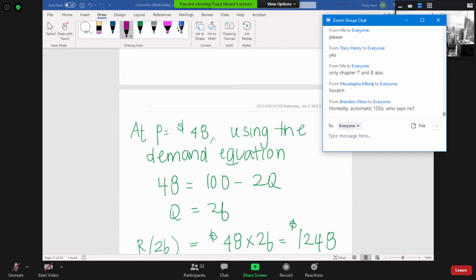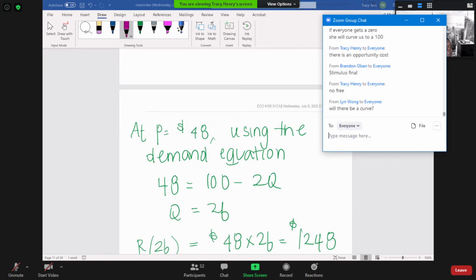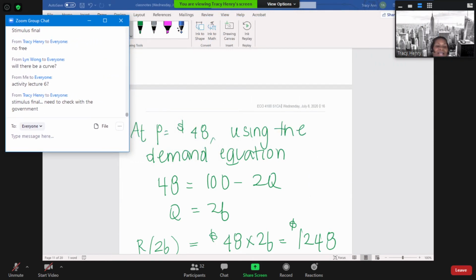Automatic 100s who say no. Well, you know what? I'll tell you who say no. The people who care about if I'm going to curve. Yeah, this is not happening. Life is not free. As we know, there's an opportunity cost. About the stimulus final, I will have to check with the government. Even though I'm a dictator, I do have members of the parliament that I would have to ask to do voting on, and that is too much, not enough time. So I need to check with the government. Okay, ask me about lecture activity 5. That's a very good point to make right there. About the curve, can't tell before the test.